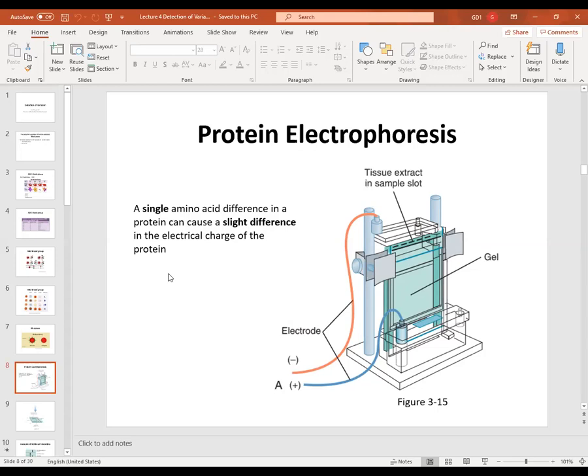The principle of protein electrophoresis is that in the protein chain, a missense substitution changes an amino acid. Any single amino acid change will alter the charge of the protein. That means the charge changes, and then the protein moves differently from the native one.